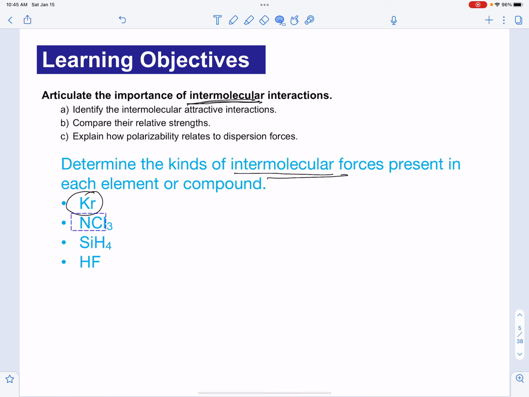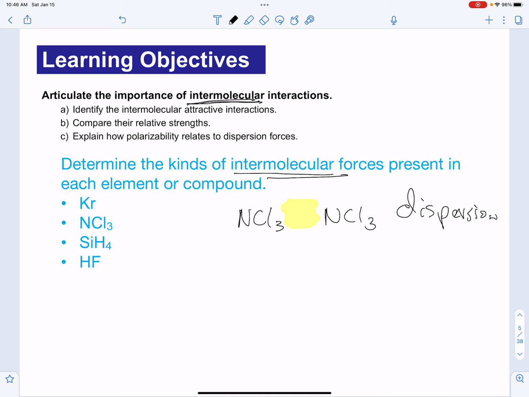What about nitrogen trichloride? Well, for us to do that, first we're going to have to see, with nitrogen trichloride with another nitrogen trichloride, what is the intermolecular force present between the two of them. Well, we know it has dispersion because anything with electrons has dispersion, so there's no question about it. Dipole-dipole. To be a dipole, you have to be a polar molecule. Is nitrogen trichloride a polar molecule?